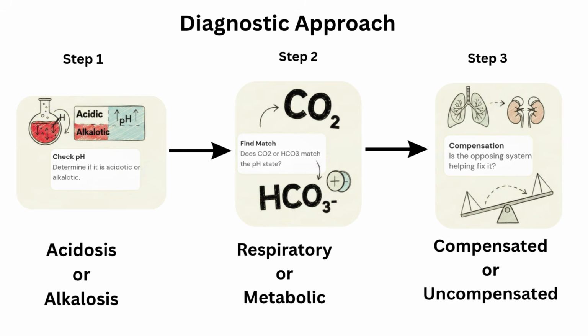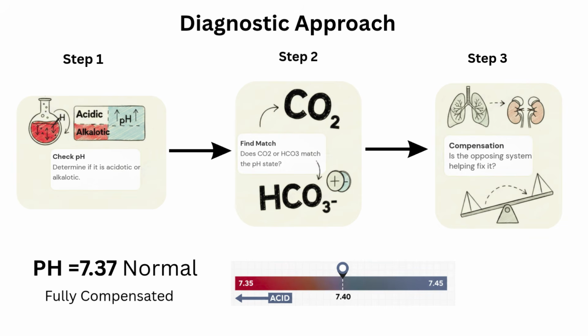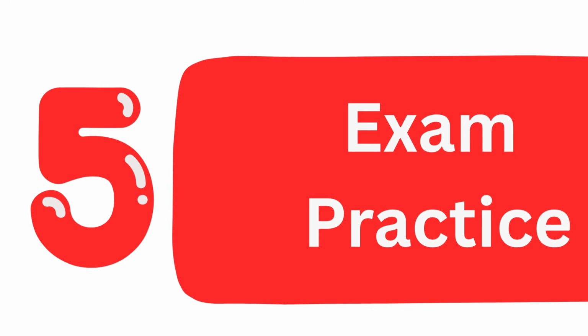Okay, but we need to address the absolute trickiest scenario. What if your CO2 and HCO3 are completely out of whack, but your pH scoreboard reads normal, say 7.37? Well, if the pH is normal, you are fully compensated. But how do you match it? You look at which side of perfect 7.40 the pH leans. 7.37 leans toward the acidic side, so you know acid won the tug of war. You just match that with whichever of your other values is acidic. Make sense?